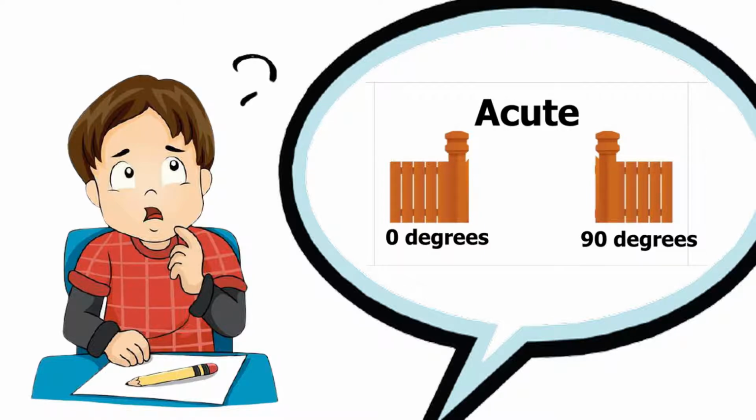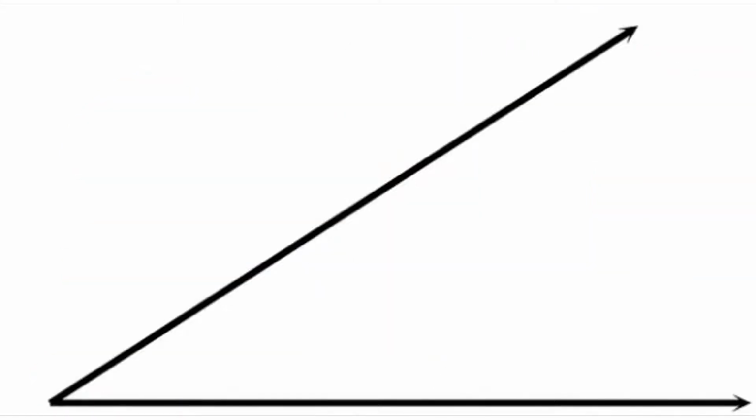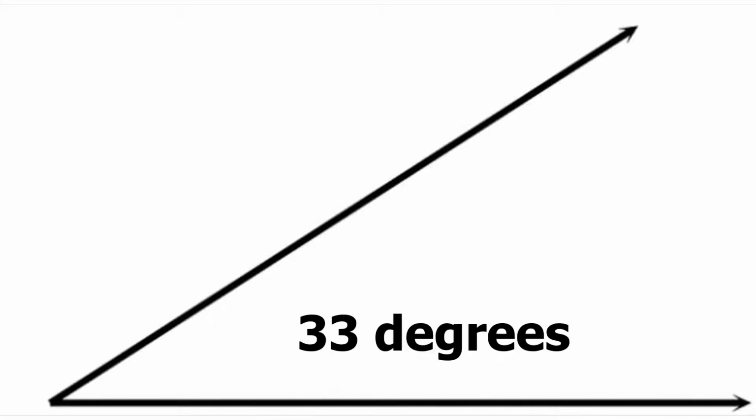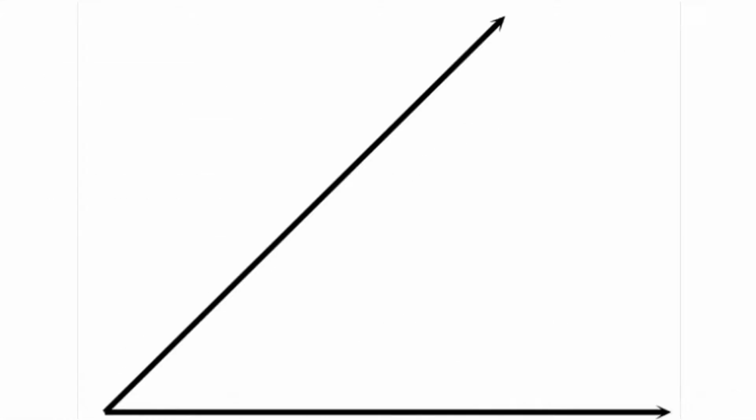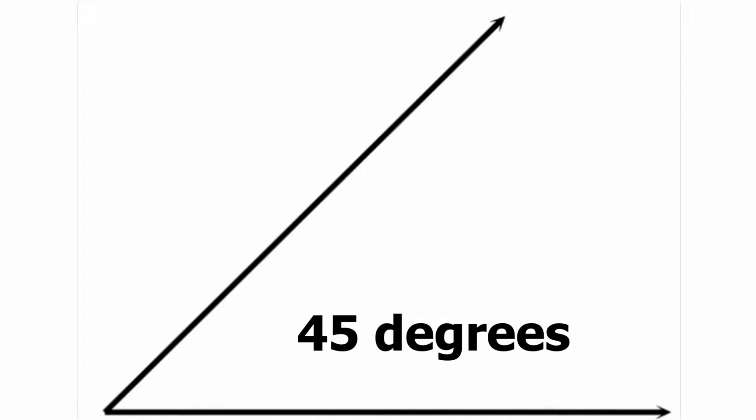Let's look at this angle here. This is an acute angle. It is 33 degrees. It's an acute angle. To find out, use a protractor. This next one is 45 degrees. It is still an acute angle.